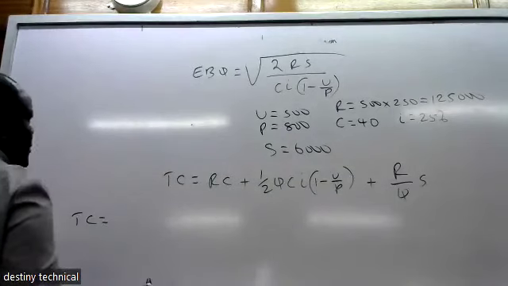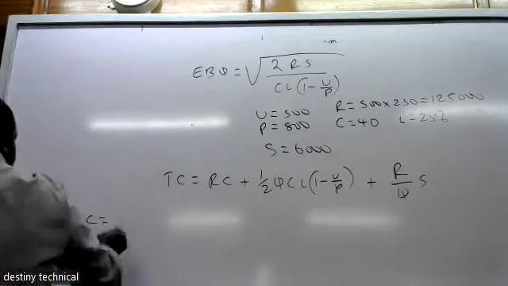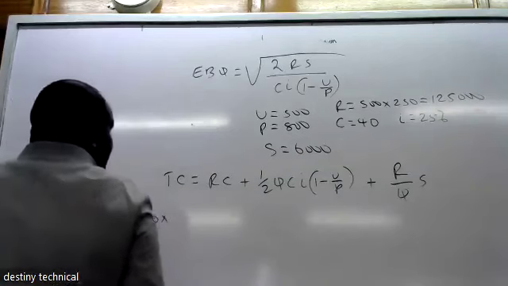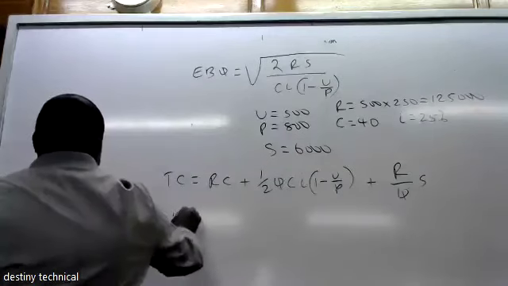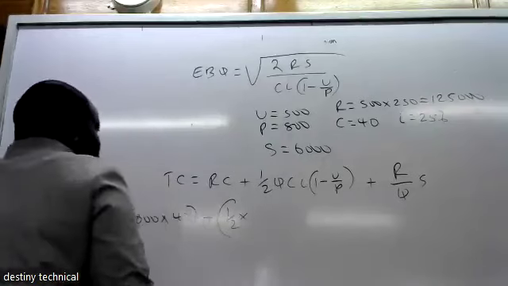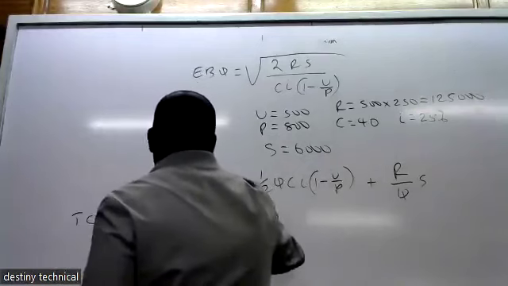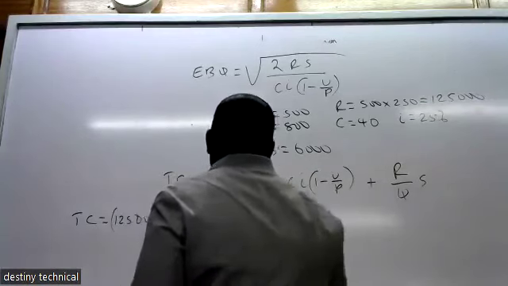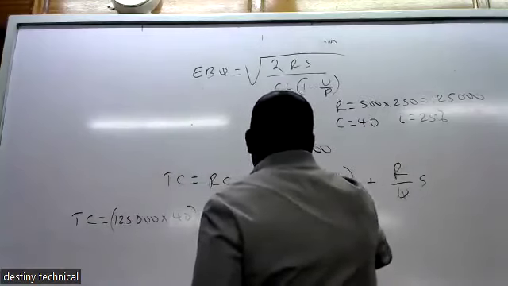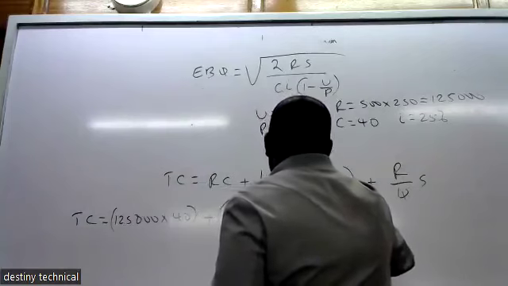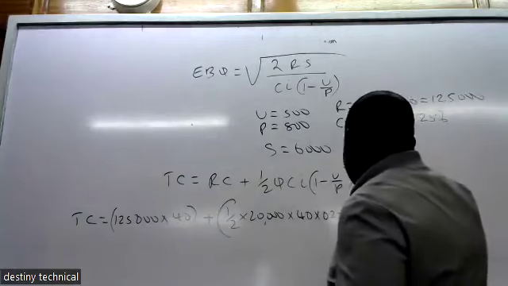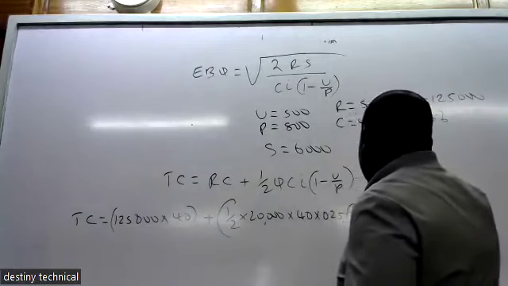So R, we know R is 125,000. Then C, you already know it is 14. Then we also add a half Q. So Q you have just calculated, you got 20,000. So C, it is 40. I is 0.25. Then you also multiply 1 minus U over P. So U is 500, P is 800.